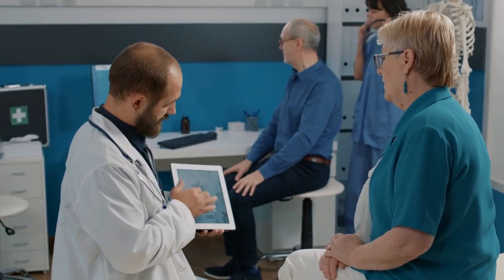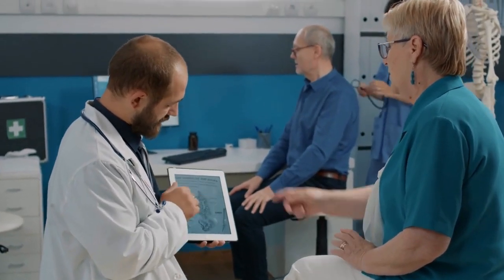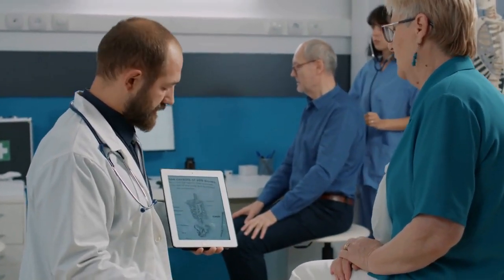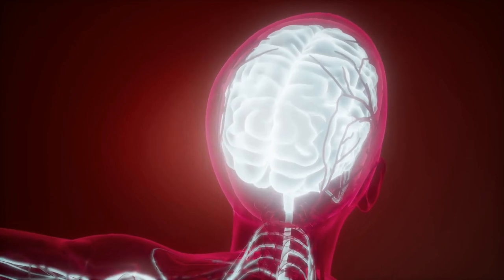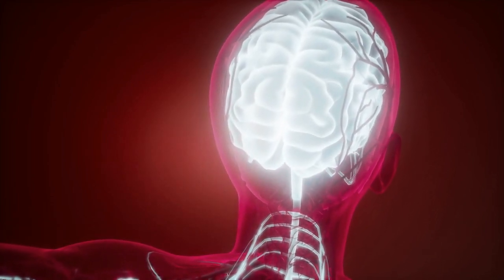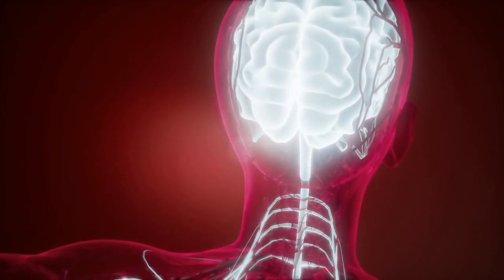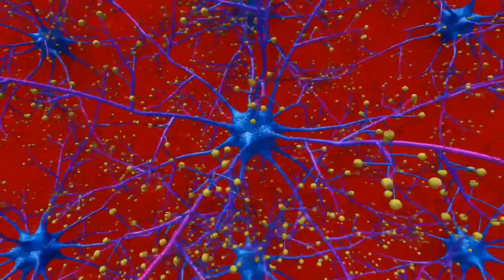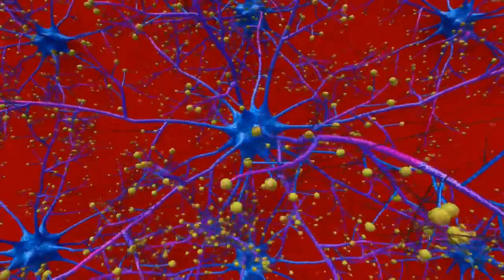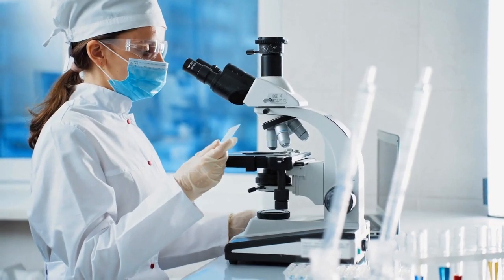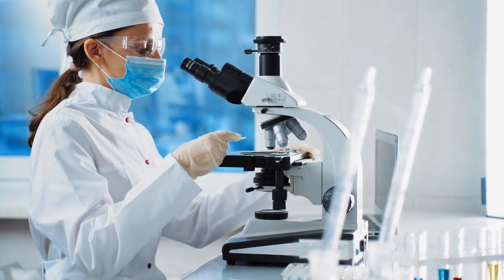The PNS includes all the nerves outside the CNS and is divided into the somatic and autonomic nervous systems. The somatic nervous system controls voluntary movements and transmits sensory information to the CNS. It includes 12 pairs of cranial nerves that emerge directly from the brain and 31 pairs of spinal nerves that emerge from the spinal cord.